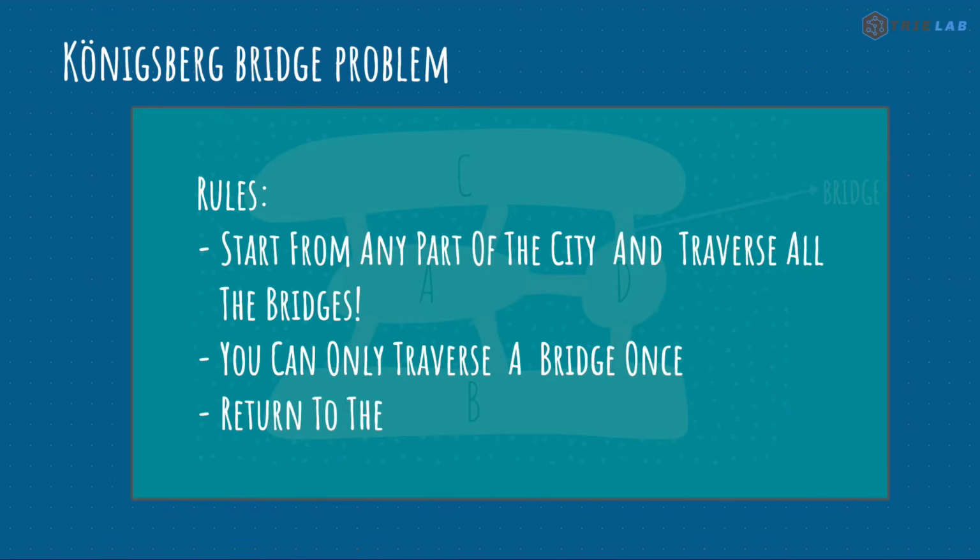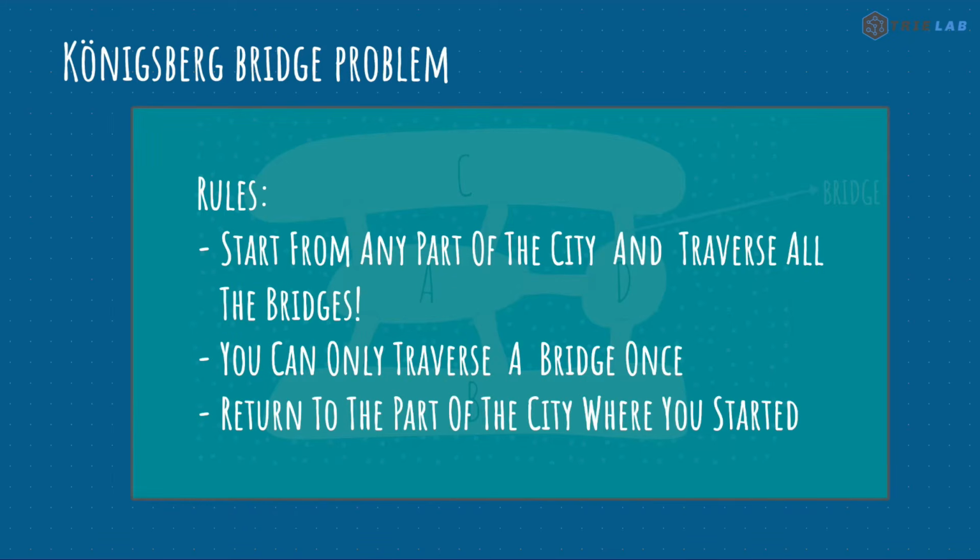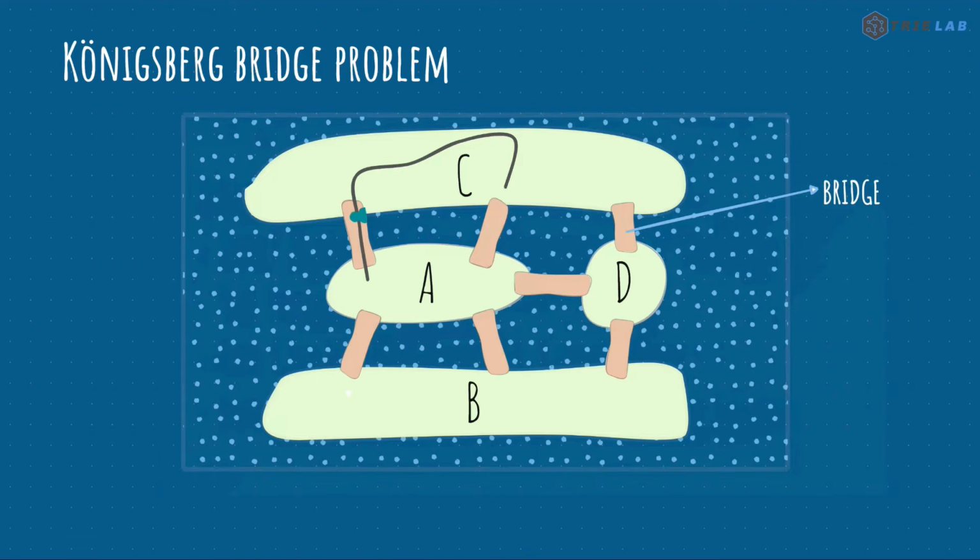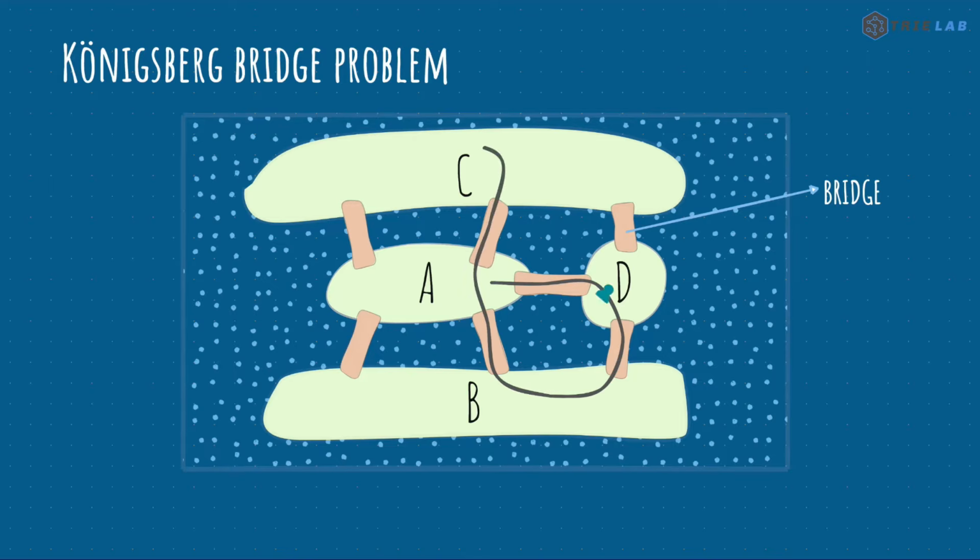You can start from any part of the city and you must traverse all the bridges. You can only traverse a bridge exactly once, and you must return to the place where you started from. Sounds simple, right? But unfortunately, whatever path you take, it seemed like a solution to this problem didn't exist. You can take a different path, but it seems like you have to cover a bridge twice in order to either cover all the bridges or even to complete a cycle. But how do you find a path, or does a path like this even exist? Does a solution to this problem even exist?